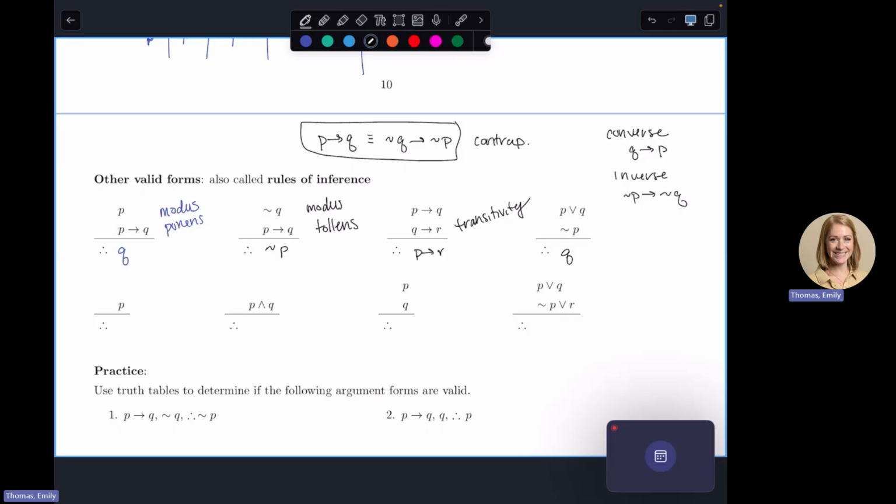This next one, we're not going to guess because I don't know how you would, but this is generalization. If it's P, then it can be P or anything else. This one is specialization. If it's P and Q, then you can conclude it's just P also, or it's just Q, either one.